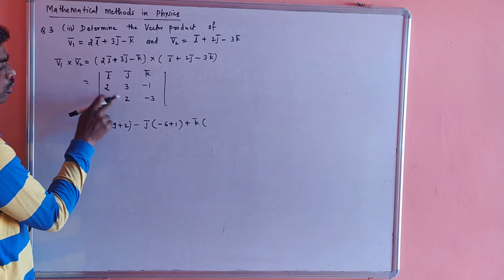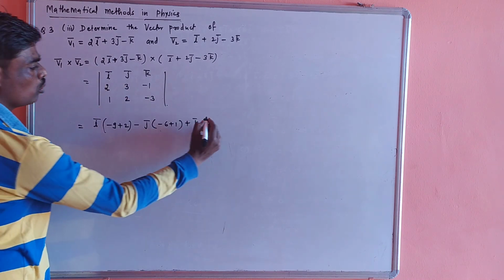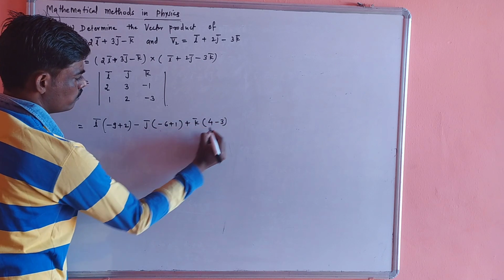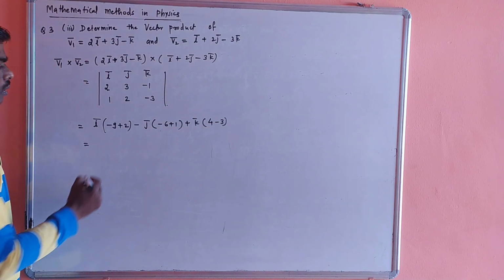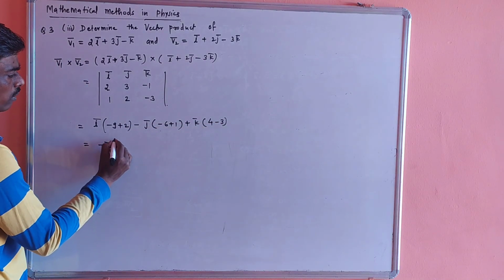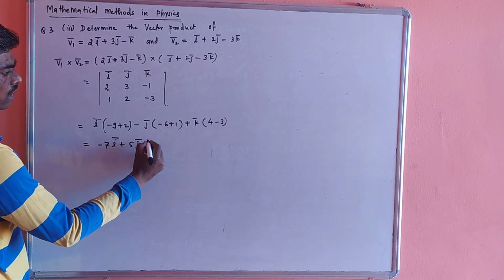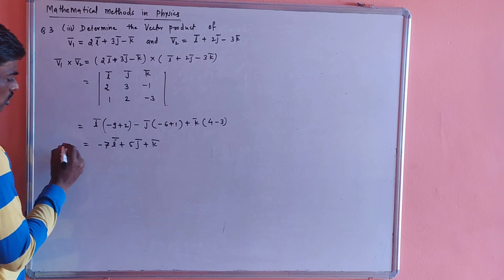Then the cross product of these two: 2 into 2, 4, minus 3. So it becomes minus 7i plus 5j plus k. This is your final answer.